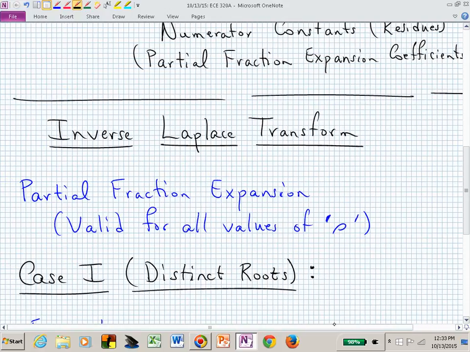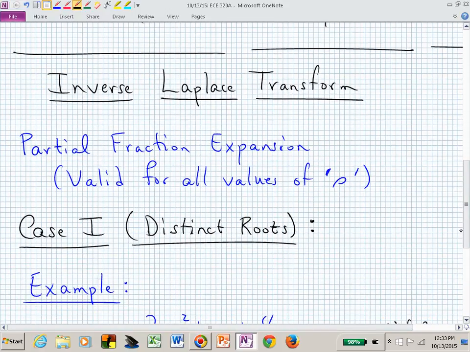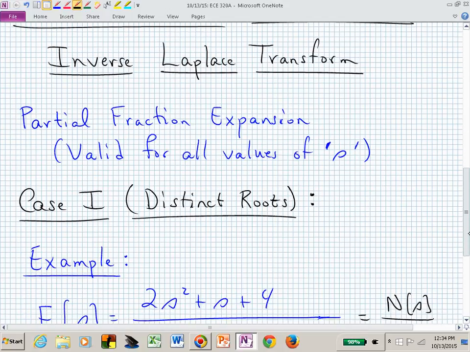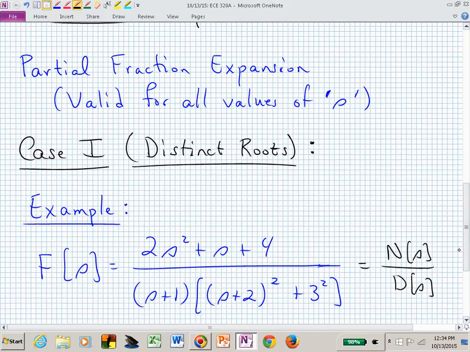Let's then get started. If you do this partial fraction expansion, it's valid for all values of the complex frequency variable s. You can substitute any particular value you want for s, as long as it's not at a pole location, because then you essentially will get infinity equals infinity, and that's not going to tell you anything. But if you select a value of s that might be meaningful, then you can use that to your advantage when you are performing these partial fraction expansions.